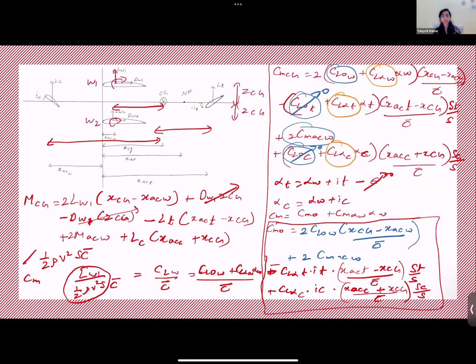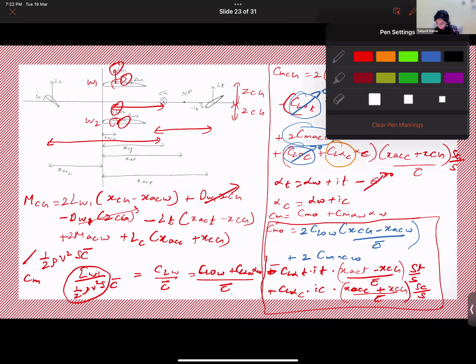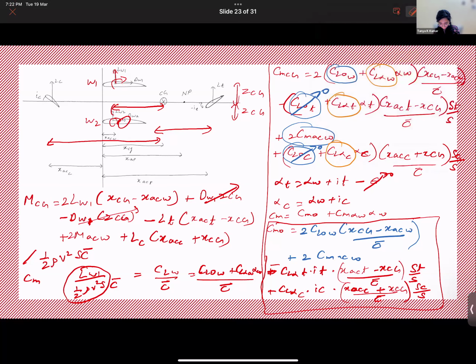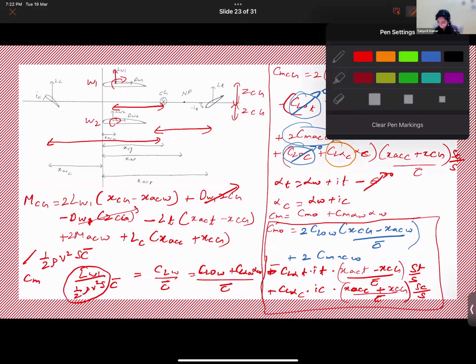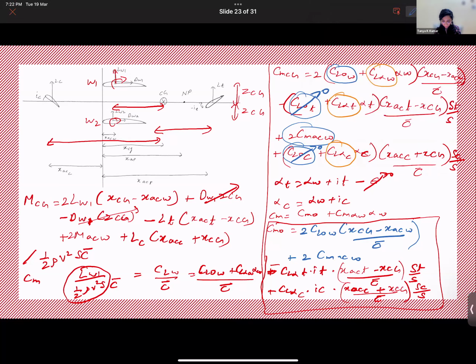For that, we started with the aerodynamic forces and moments. We first wrote the moment experienced at the CG. We wrote the formula for that. So what all contributes towards that? Lift on wing 1, drag on wing 1, lift on wing 2, drag on wing 2. I think I should use a different color. Let me erase this first. So yes, lift and drag on wing 1 and wing 2.